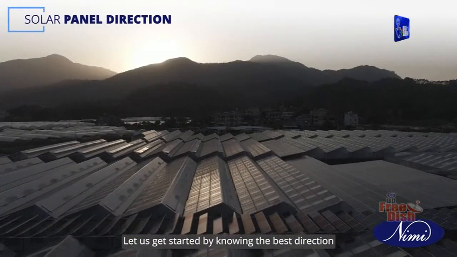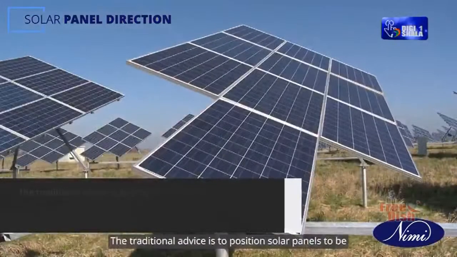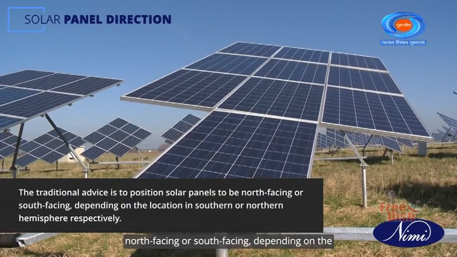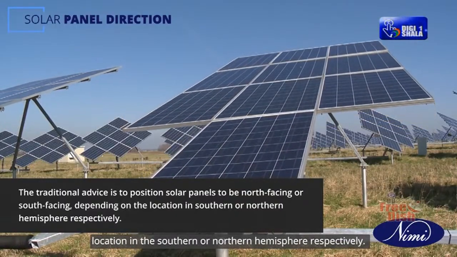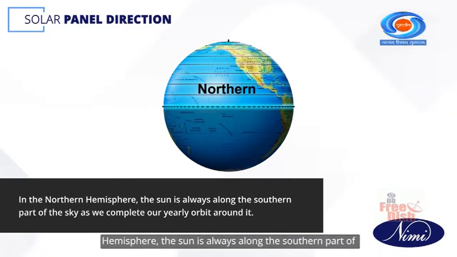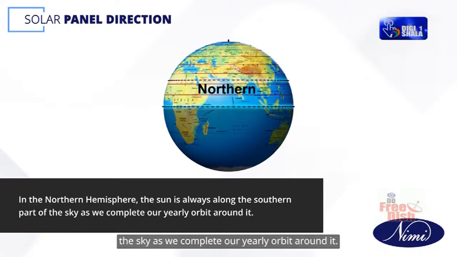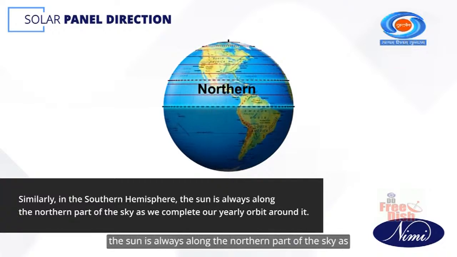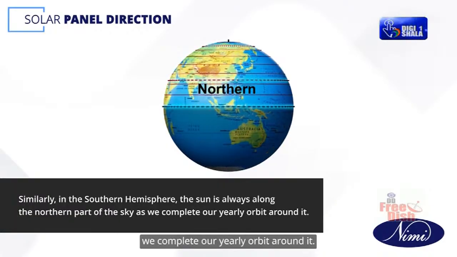Let us get started by knowing the best direction for the solar panel to face. The traditional advice is to position solar panels to be north facing or south facing, depending on the location in the southern or northern hemisphere respectively. This is because for those living in the northern hemisphere, the sun is always along the southern part of the sky as we complete our yearly orbit around it. Similarly, for those living in the southern hemisphere, the sun is always along the northern part of the sky as we complete our yearly orbit around it.